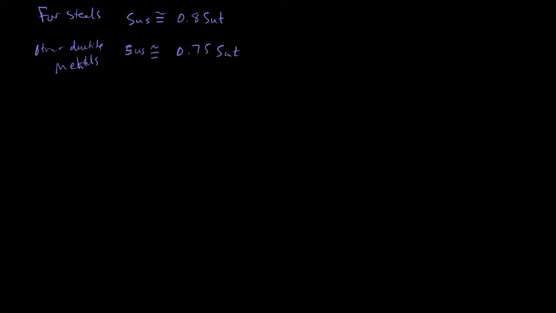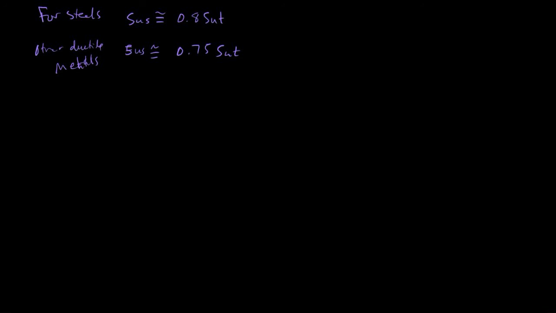All right. So with this in mind, and with the knowledge that, for steels, we have a relationship between the ultimate shear strength and the ultimate tensile strength. So the ultimate shear is about 80% of the ultimate tensile strength. And for other ductile metals, we can say that the ultimate shear strength is approximately equal to about 75% of the ultimate strength.